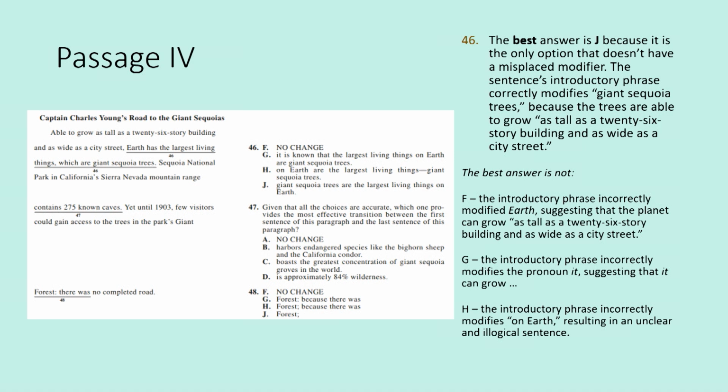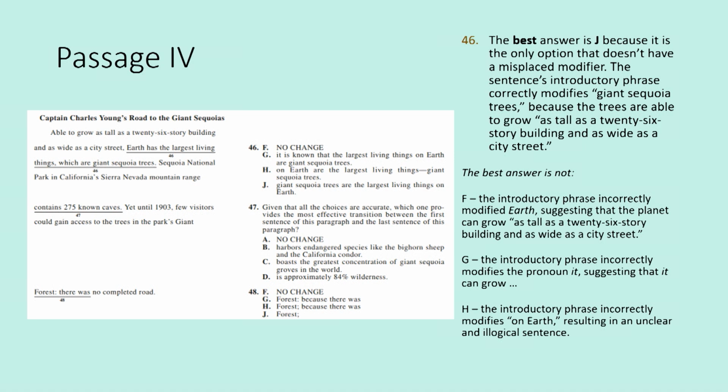Item number 46 does not have a question stem, but the best answer is J. It is the only option that doesn't have a misplaced modifier. The sentence's introductory phrase correctly modifies giant sequoia trees because the trees are able to grow as tall as a 26-story building and as wide as a city street. The correct answer is not F because the introductory phrase incorrectly modifies Earth, suggesting that the planet can grow as tall as a 26-story building and as wide as the city street. That doesn't make any sense.